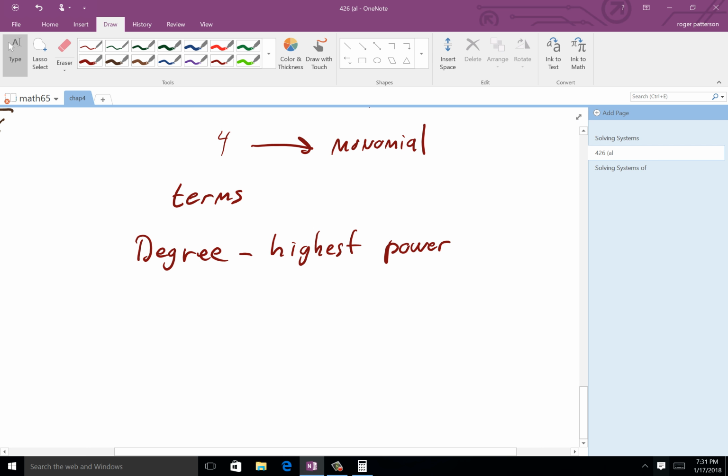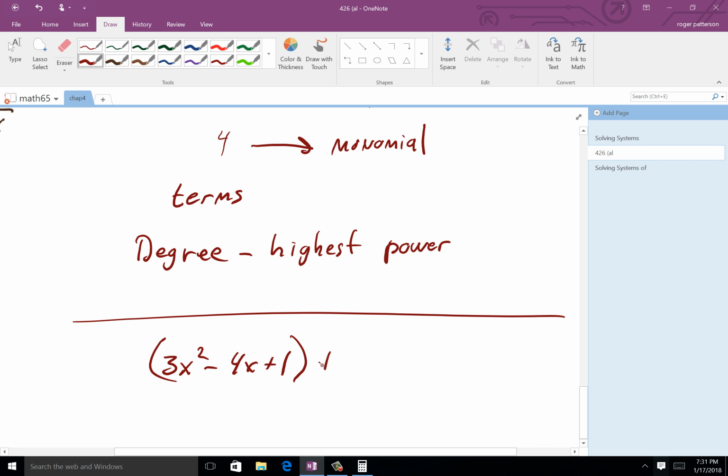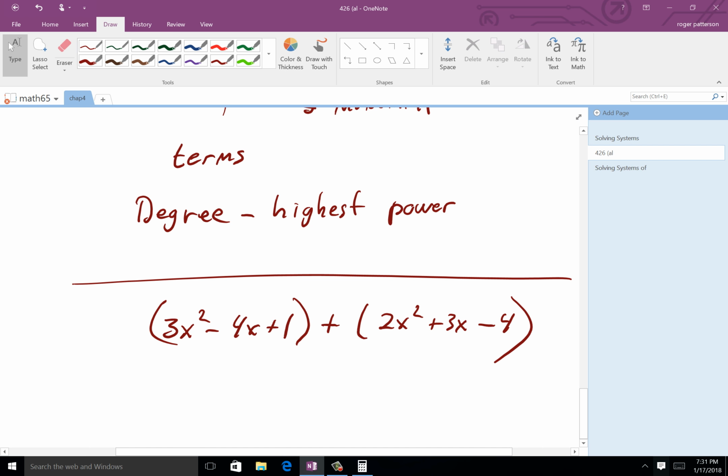Okay. What we're going to do is just add and subtract them. I'll show you how this works. You're not going to have any problem with this whatsoever. So if we have 3x squared minus 4x plus 1, I'm going to put parentheses around it, plus 2x squared plus 3x minus 4, put parentheses around that. These are two second degree polynomials. We're just going to add them. To add these, you just add the like terms. So 3x squared plus 2x squared, we'd add that up. Going to give us 5x squared.